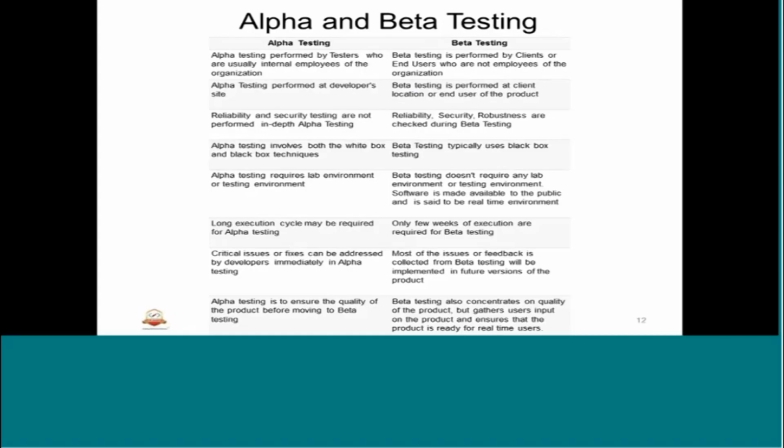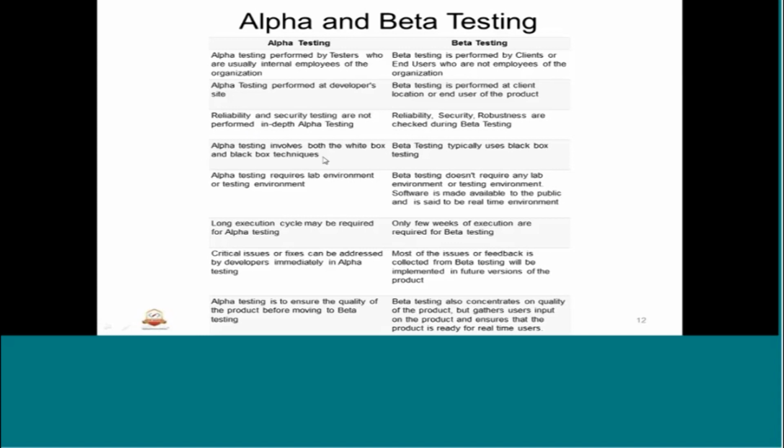There are a few differences between them. Alpha testing is performed by testers who are usually internal employees of the organization. Beta testing is performed by clients or end users who are not employees. It is in the field. Alpha testing is performed at the developer side. Beta testing is performed at the client location or by the end user, who can have the product and test it before he actually uses it for his need. Reliability and security testing are not usually performed in alpha testing. This may not be applicable for embedded systems, but in general, this is how they are used. Reliability, security and robustness are checked during beta testing.